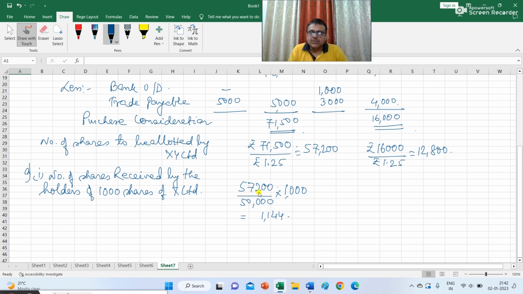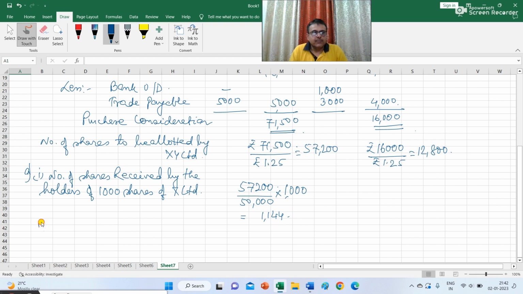So 57,200 shares will be distributed among 50,000 shareholders. If you consider that each shareholder is having only one share, it means 57,200 shares of XY Limited will be allotted to 50,000 shares of X Limited. So if you consider a person who is holding 1,000 shares, how many shares is he going to get? Then 1,144 is the number of shares of XY Limited that will be distributed for every 1,000 shares of X Limited.